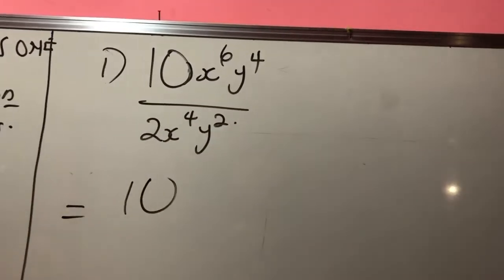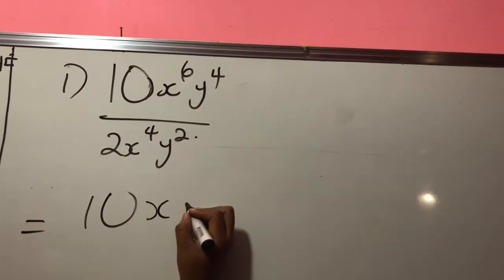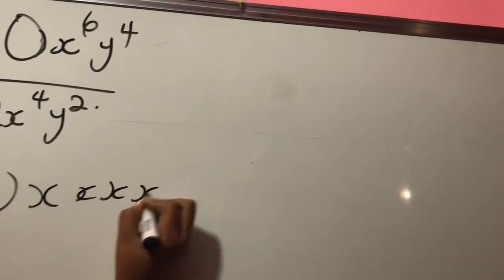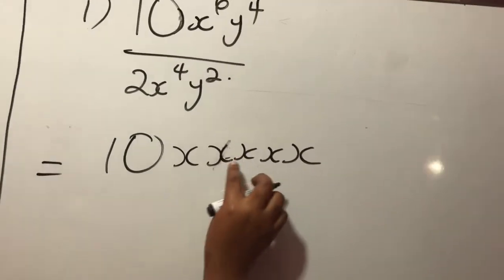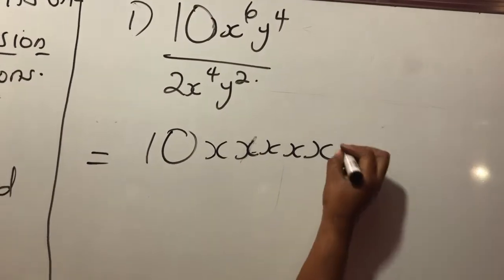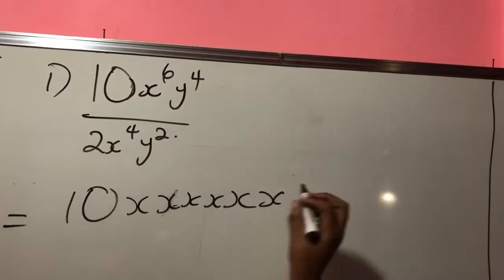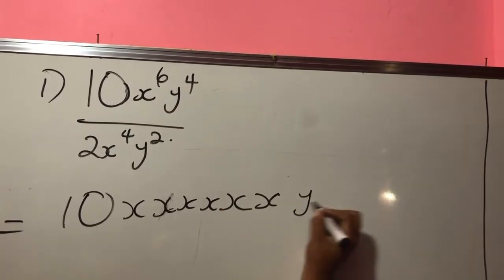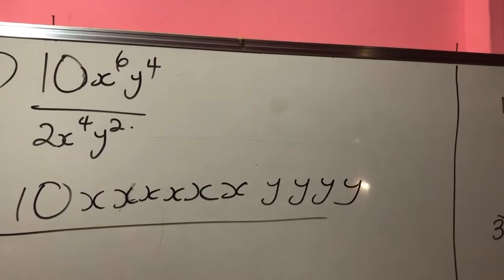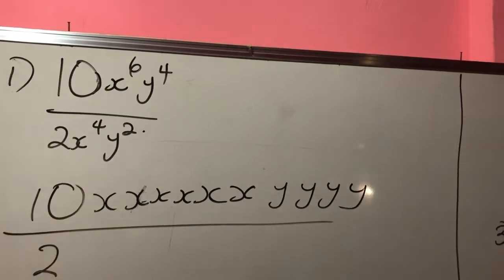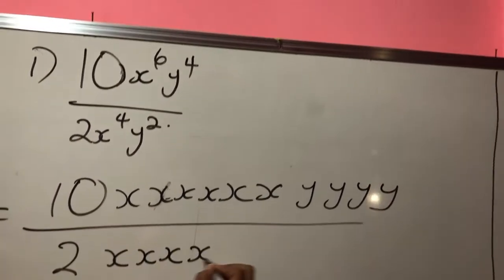So we have 10. How many x do we have here? 6x, right? So we have x, x, x, x, x, 1, 2, 3, 4, 5, and 1 more. So this is 5, and we have another x, being x to the power 6. Then how many y's do we have? 4, right? So y, y, y, y. All over 2. How many x do we have down here? 4, right? So x, x, x, x.